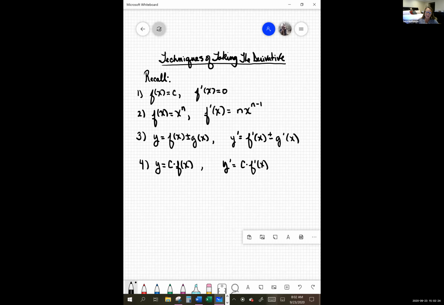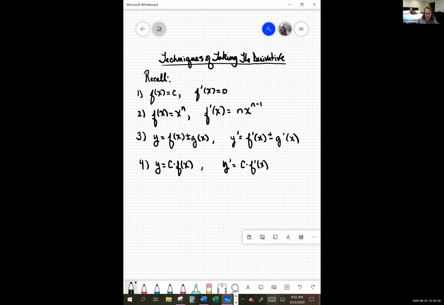So we're looking at techniques of derivatives. We just got into this. So instead of using the formal definition of a derivative, using the limit, we're now going to start using these techniques to take the derivative. So it's a lot faster way to take the derivative. And so these were a couple of rules that we looked at or started to see last class period.